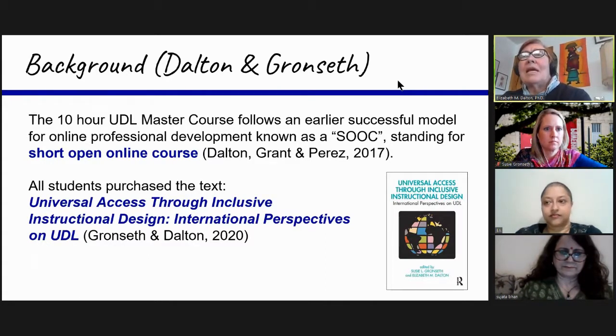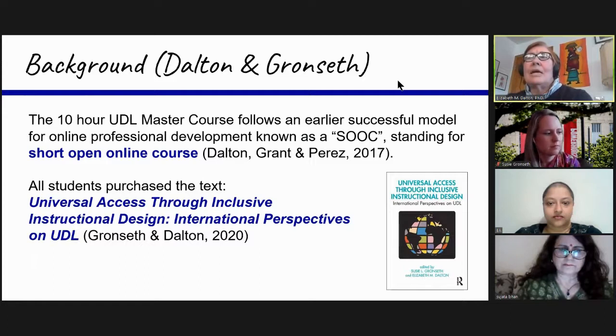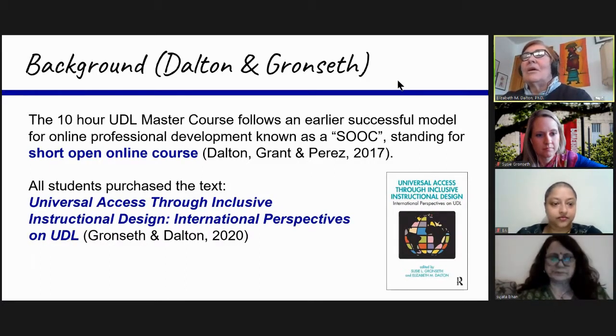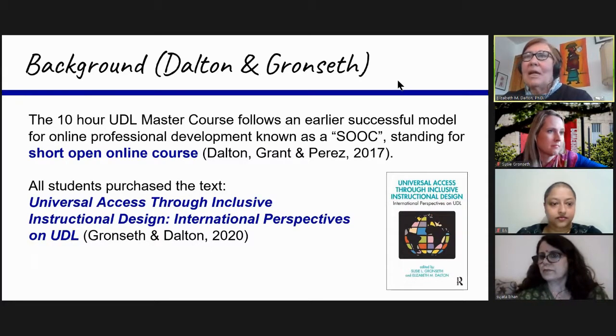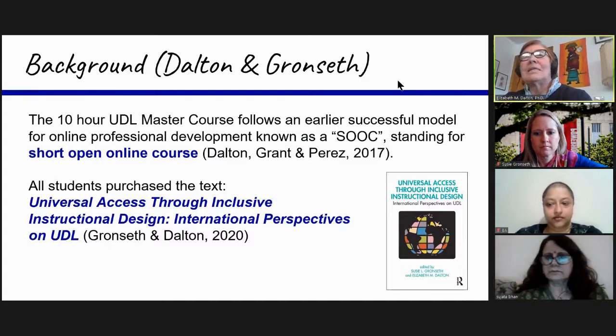We offered it over a month, and we had one class per week with activities in between. So since we knew that that was a pretty successful model, we adapted that for use with our colleagues in Mumbai. And Susie and I recently co-edited a book called Universal Access Through Inclusive Instructional Design: International Perspectives on UDL, which contains 40 different chapters and snapshots that talk about how universal design for learning has been used or implemented or integrated within policies around the world. And we wanted to use that as a text within the course.